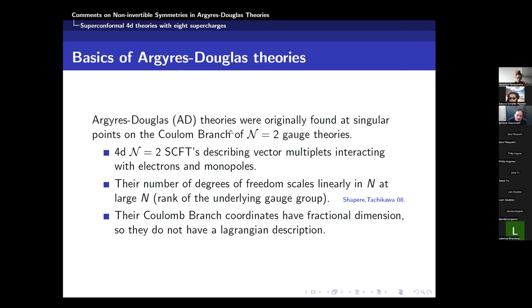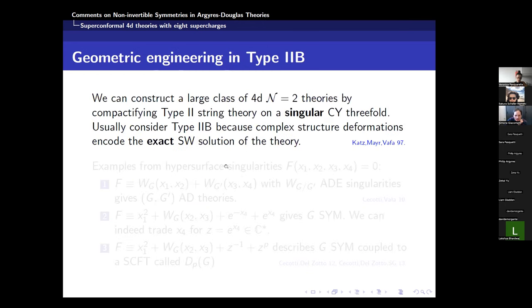These have been originally found at special points on the Coulomb branch of conventional asymptotically free gauge theories. And this is somewhat analogous to the procedure we will consider later, starting from 16. Okay. Soon after the discovery of this theory, it was found that many examples of these can be more efficiently found with the geometric engineering construction.